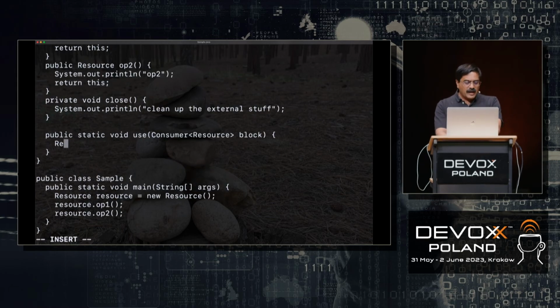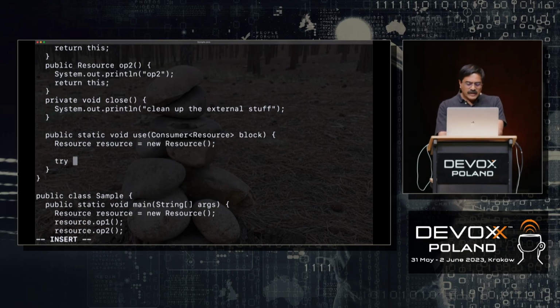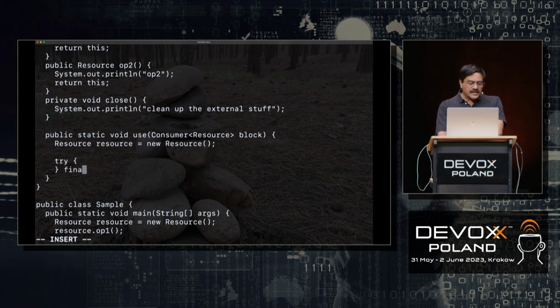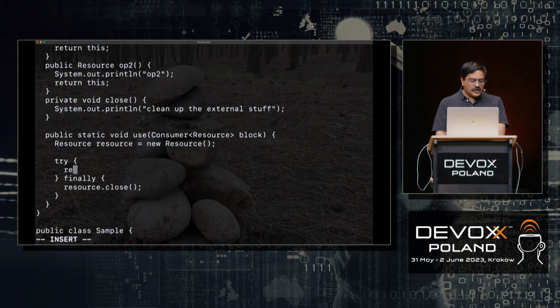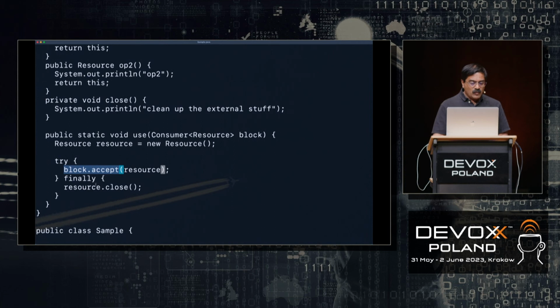Then I'm going to say resource is equal to new Resource, but I'm going to write a try and finally block because I can then remember to do the proper cleanup. And I say resource.close, and I'm going to close that. But then within this, I'm going to say block.accept and pass the resource to it, like so. So this gives an opportunity for us to take the use method, pass a block of code to it. It creates the resource. Then it calls the block right there. And then when it comes back dead or alive, it performs the close operation.